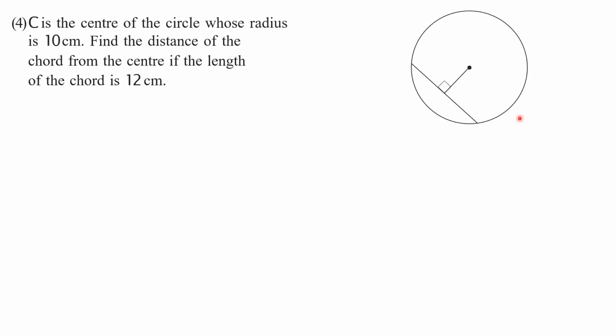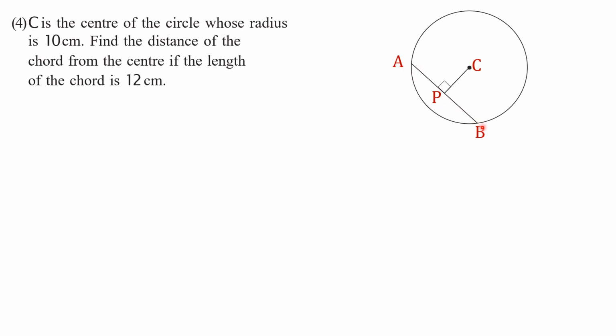Fourth example, here only question is given. We draw the figure. Name it center C. AB is a chord. CP is perpendicular to AB. C is the center of a circle whose radius is 10 centimeter. Means CB or CA is equal to 10 centimeters. Given, find the distance of the chord from the center if the length of the chord is 12.